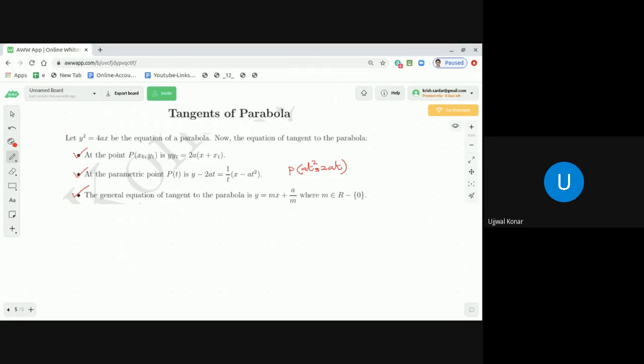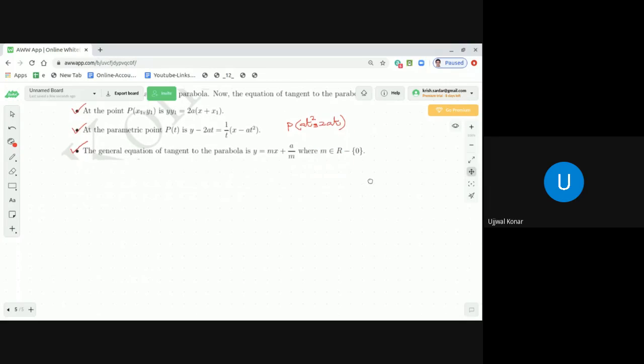Now, you can vary m. As you vary m, you will get different tangents, and all those different tangents will have different slopes. But their general equation is of the form y equal to mx plus a by m. That is all as far as the equations of the tangents of a parabola are concerned. So there are mainly three types of points. One is just an arbitrary Cartesian point with two unknowns x1, y1. The second one is a parametric point (at square, 2at). And the third one is the general equation of the tangent of the parabola.